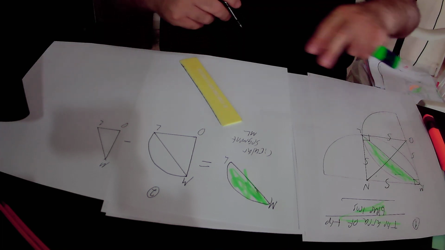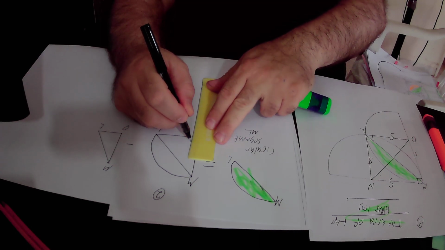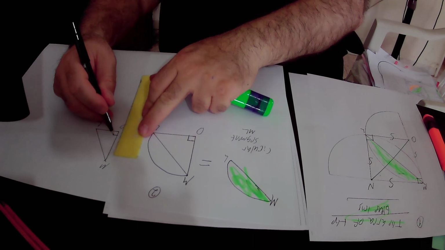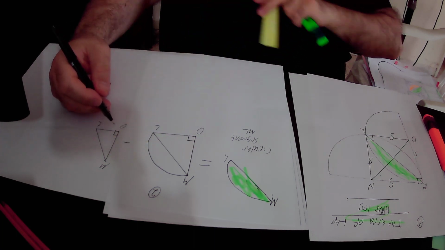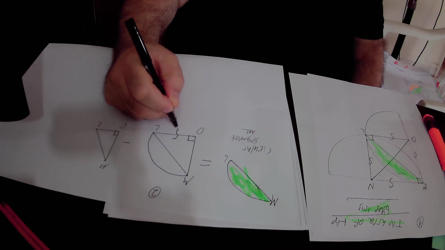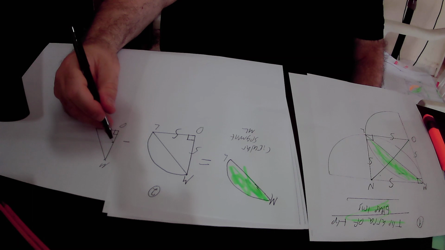This angle equals 90 degrees. This angle also equals 90 degrees. Each side of this sector equals 5 units. Each side of the triangle equals 5 units.